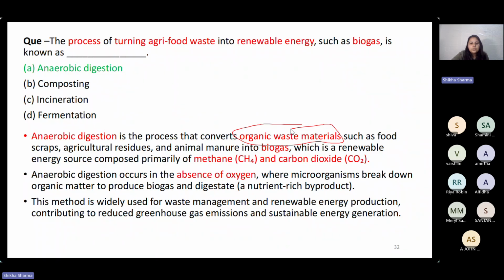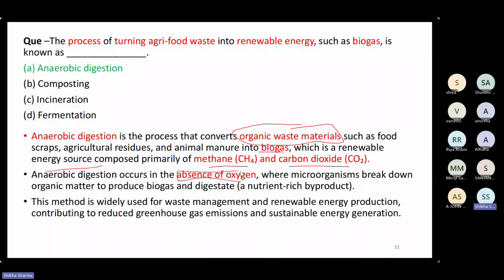Anaerobic digestion is a process where organic waste materials like food scraps, agricultural residues, or animal manures are converted into biogas. It is a renewable source of energy composed of methane and carbon dioxide. Anaerobic digestion occurs in the absence of oxygen, where microorganisms break down these organic matters into biogas and digestate, which is a nutrient-rich byproduct. This method is used for waste management and production of renewable energy. It can reduce greenhouse gas emissions and improve sustainable energy generation processes.